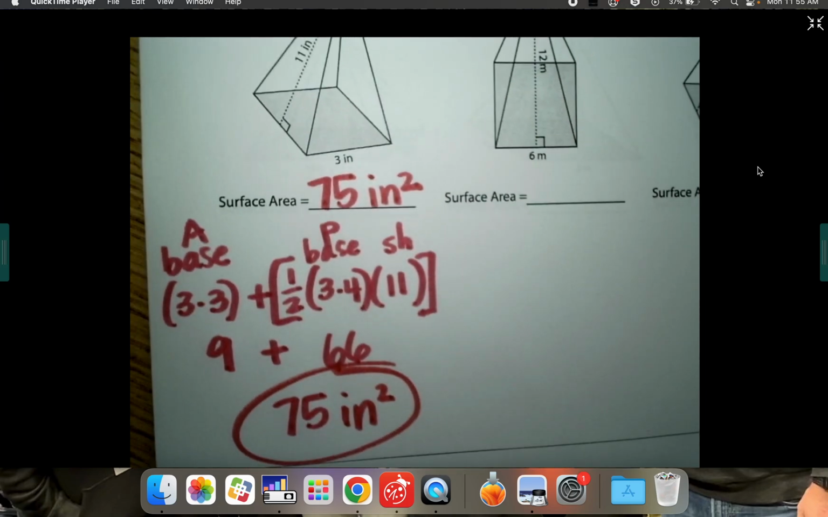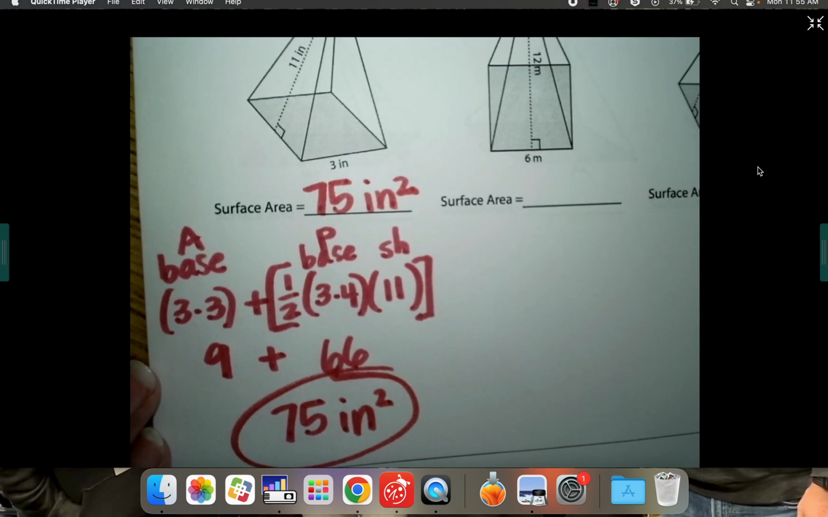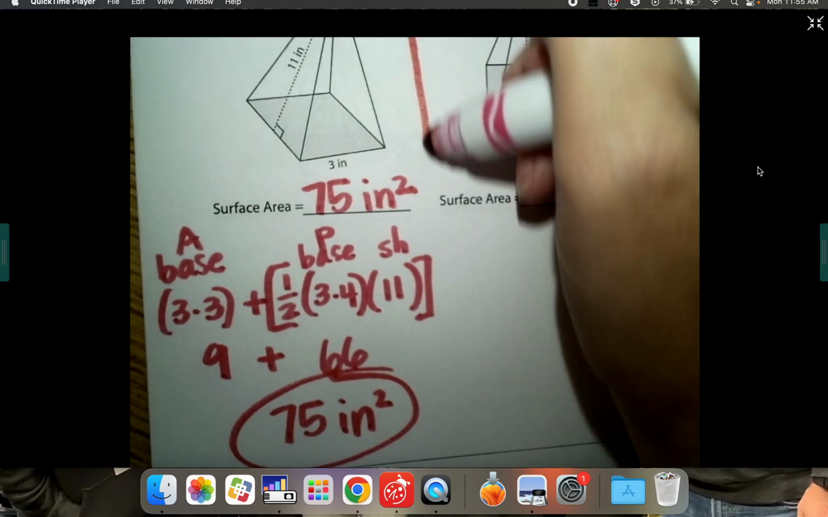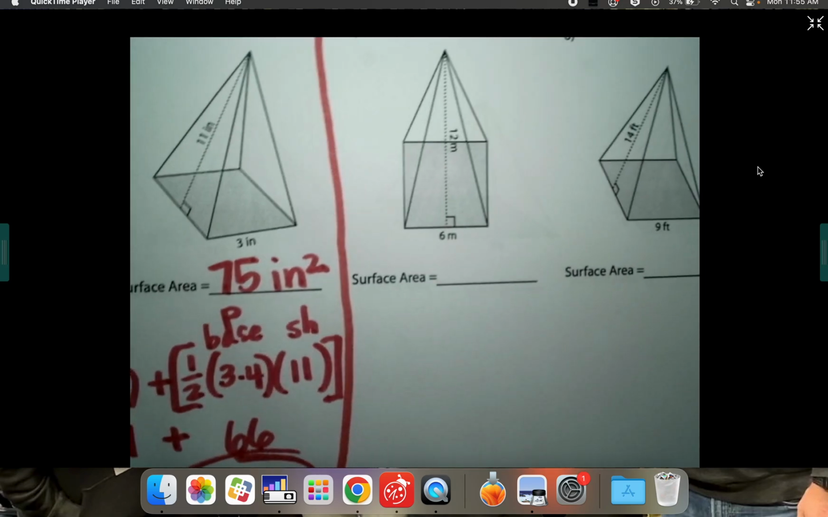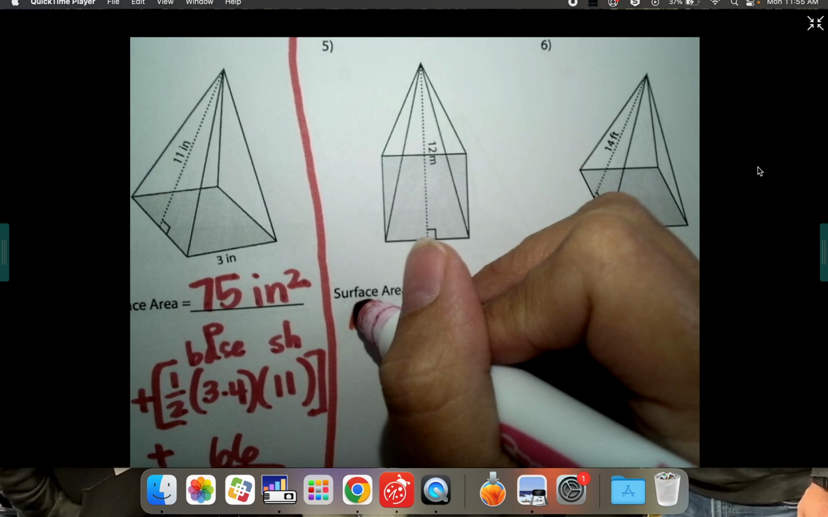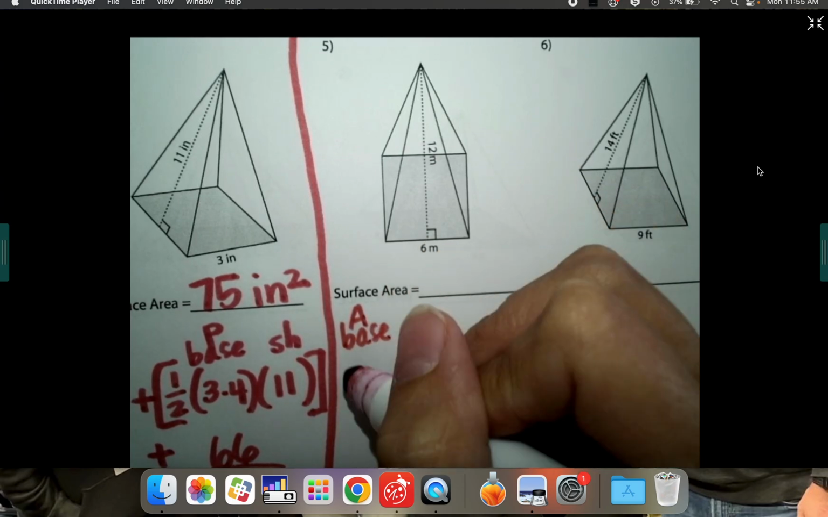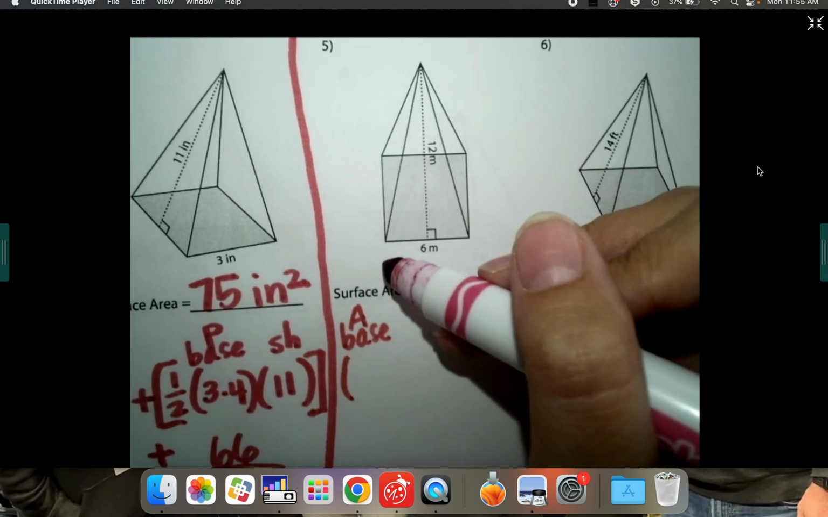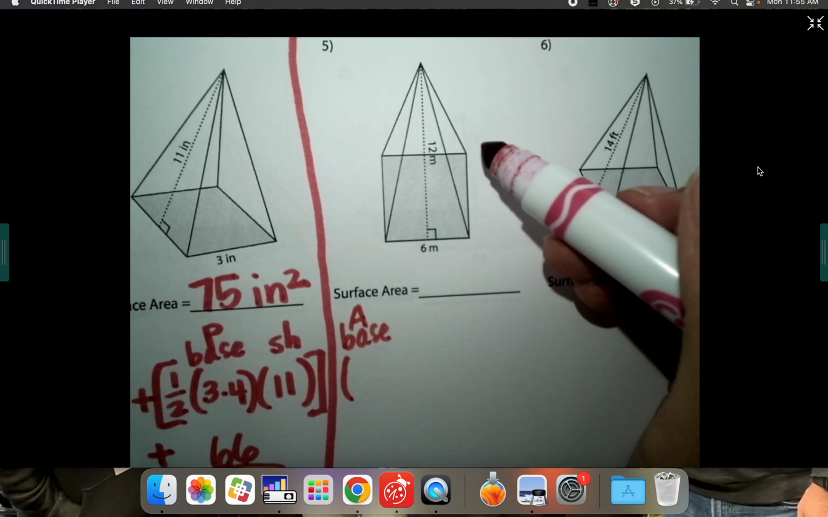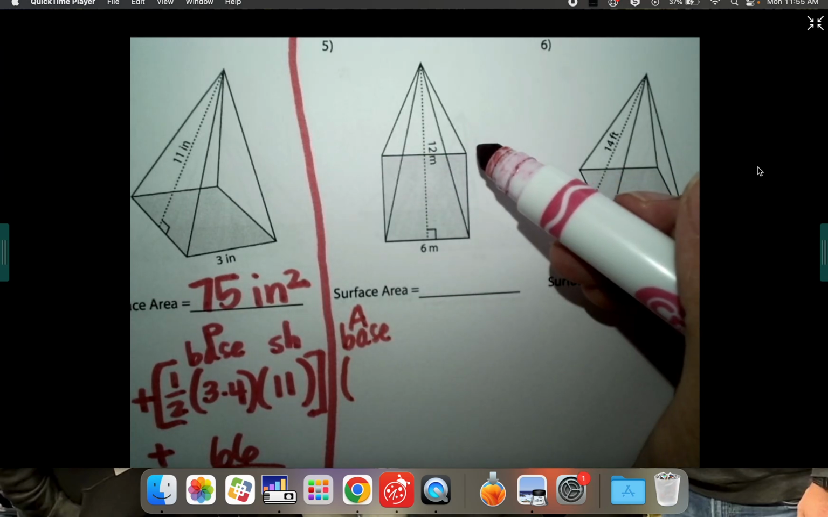Okay, if you have not tried the next one, or if you did not try this one on your own, try the next one on your own. If you're not quite ready, or if you're just checking, here we go. Area of the base. The base is a 6 by 6. It doesn't really look square, but these are all squares, so it's a 6 by 6 by 6 by 6.